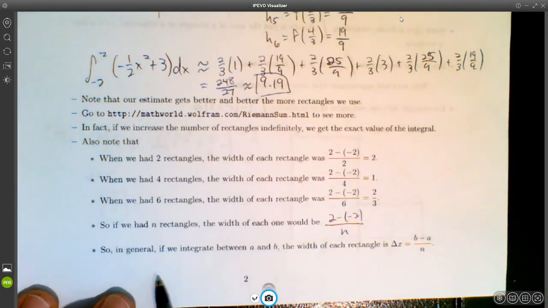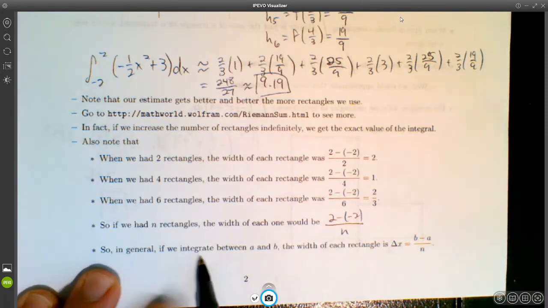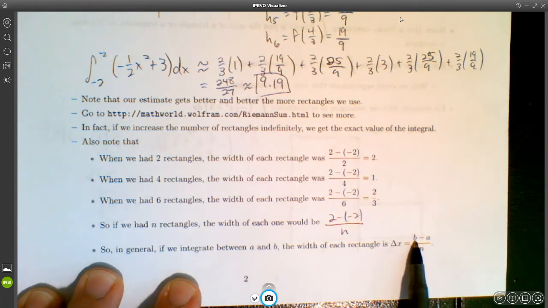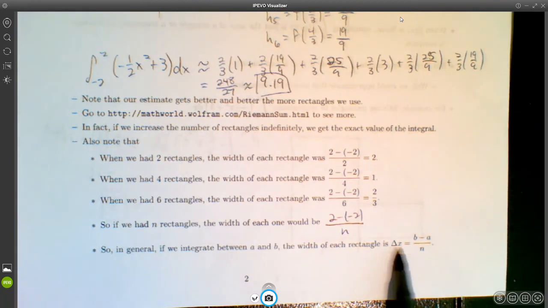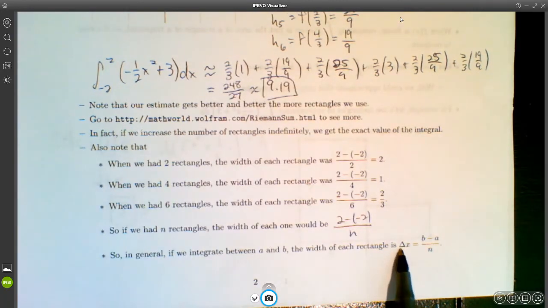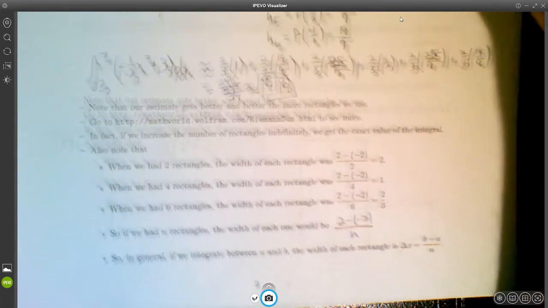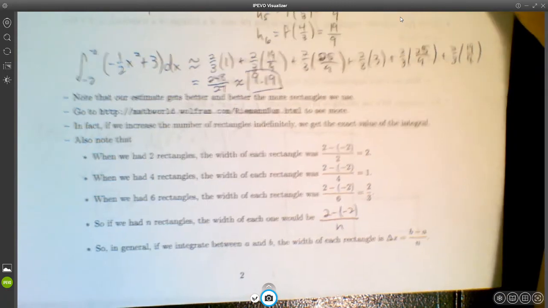And so in general, this is if we're integrating between -2 and 2. But in general, if we're integrating between a and b, then the width of each rectangle would just be b minus a divided by n. I'm going to call the width of each rectangle delta x. So this little triangle is called a delta. So we're going to call this delta x, right? So delta x is the width of each rectangle. It's b minus a over n. Hopefully that makes some sense to you.